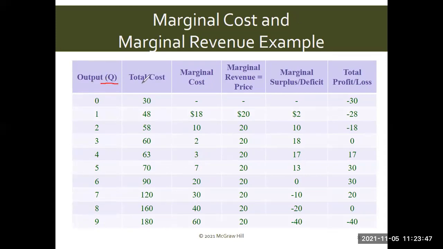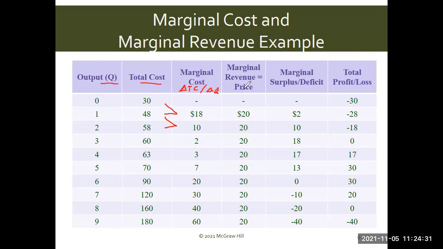We've got output or quantity, and they're giving us total cost that rises as output increases. That makes sense. Now, the marginal cost, we know that's the change in total cost due to a change in quantity. So from 30 to 48, the change in output is 1, the change in total cost is 18. From 48 to 58, the change in total cost is 10, the change in output is 1 again. So all I'm doing is showing how we calculate marginal cost all the way down. Marginal cost falls, turns around, and rises. Nothing surprising there. We've already looked at that before.